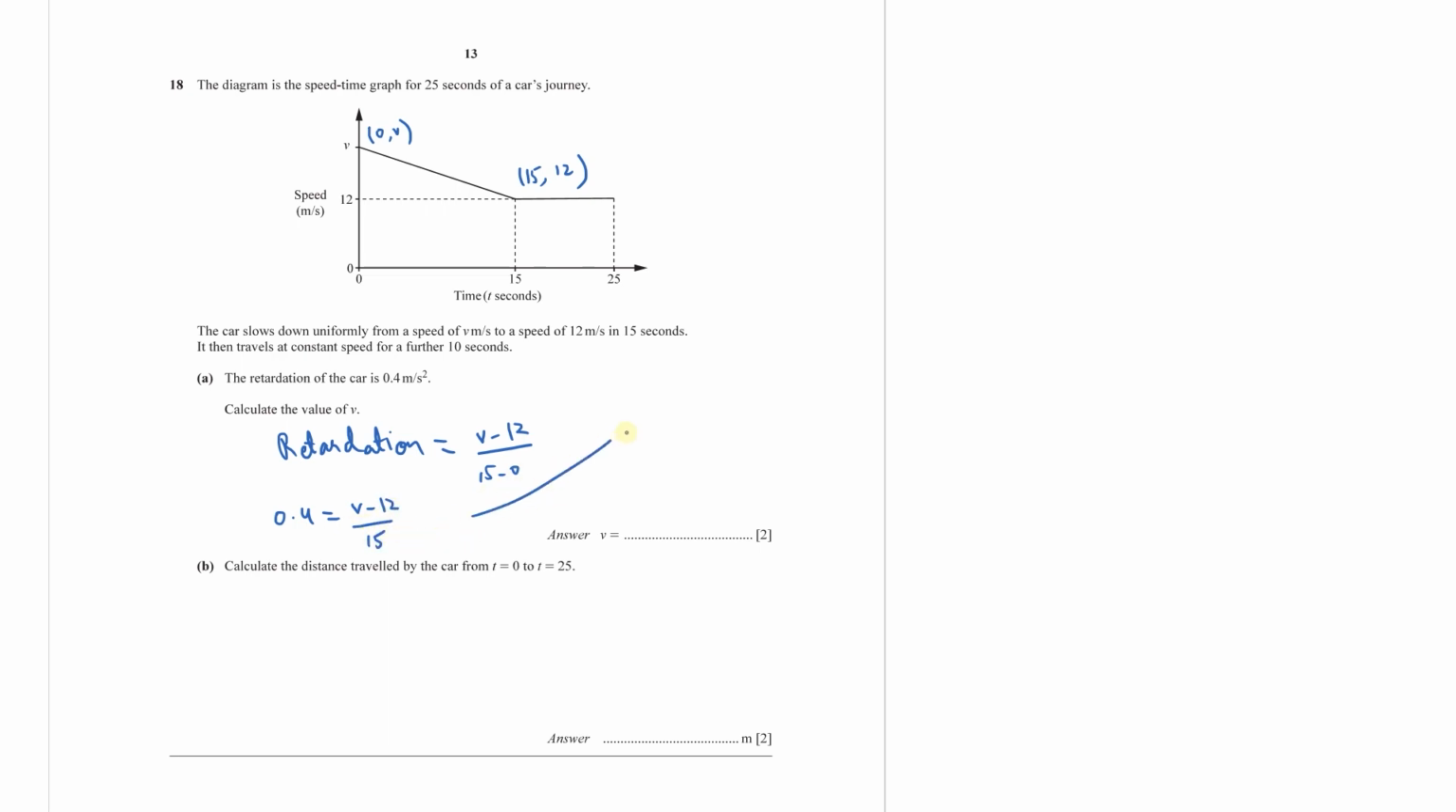So from this, let me continue up here. V minus 12 would be equal to 15 into 0.4. And then V would be equal to 15 times 4 is 60. So this would be one decimal place, so this would be 6. And then I take the 12 to the other side, plus 12. So V equals 18. So your answer is 18.